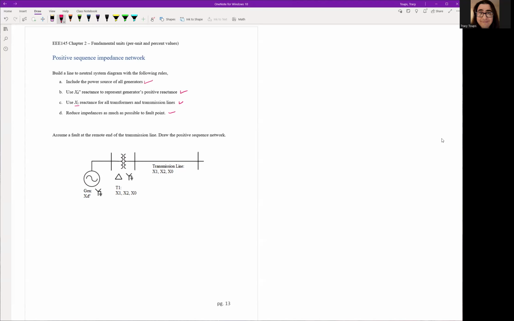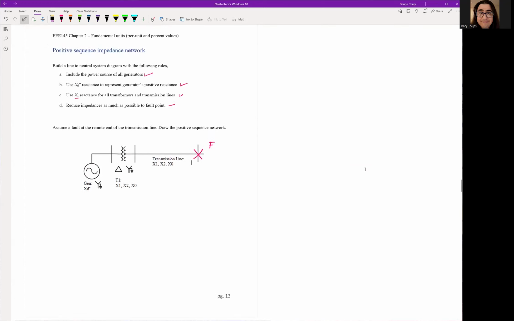Now, let's assume the fault is at the remote end of the transmission line, so we're going to put a fault right here. We're going to build our network based on this fault point. One very important thing to note is that when you move this fault point somewhere else, you're going to have to rebuild the entire network, because the starting and ending point of the Thevenin model is where your fault is. So let's go ahead and do that real quick.